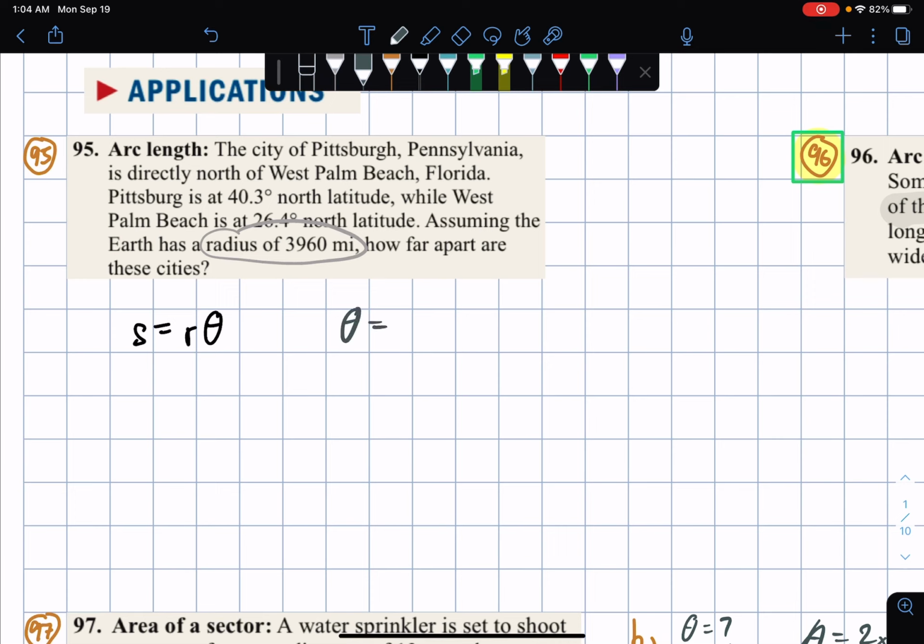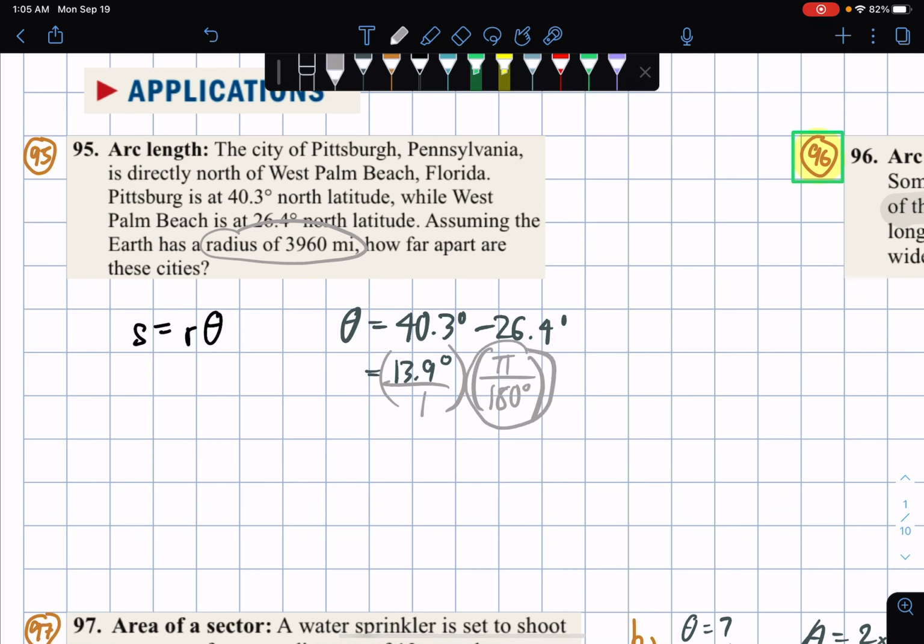In order to find the value of theta, given these two degree values, 40.3 degrees minus 26.4 degrees, we get 13.9 degrees. As I said earlier, and as stated in the previous video, in this formula, theta is expressed in radians. So we convert this value from degrees to radians.